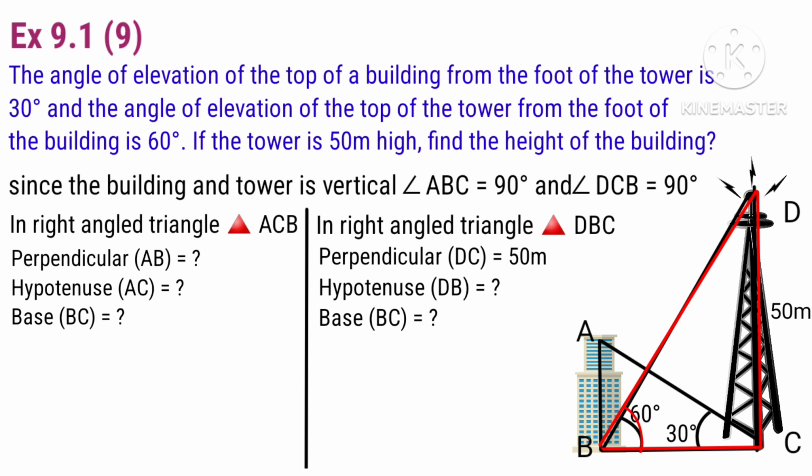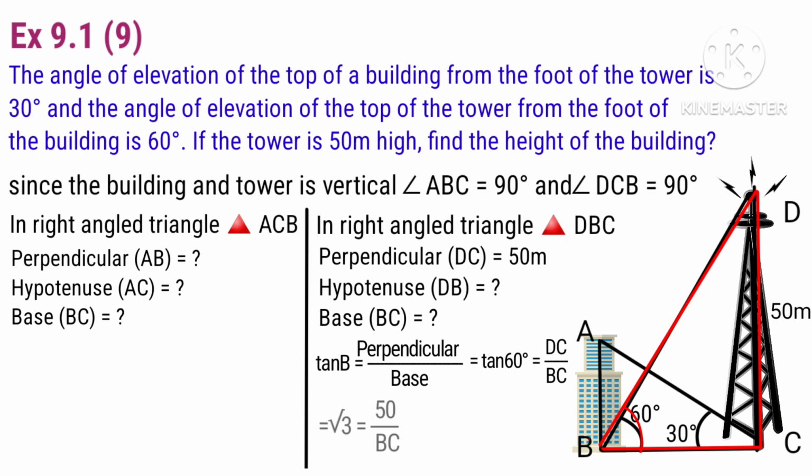So இதில் perpendicular side கொடுத்து base value find பண்ணோம்னா நம்ம எந்த formula யூஸ் பண்ணோம்? Tan formula use பண்ணோம் because tan B is equal to perpendicular divided by base, that is tan 60 degree is equal to DC divided by BC. So here tan 60 degree oda value என்ன square root of 3. So square root of 3 is equal to 50 divided by BC. So BC is equal to 50 divided by square root of 3. So here base is equal to 50 divided by square root of 3. So now we found the base value.